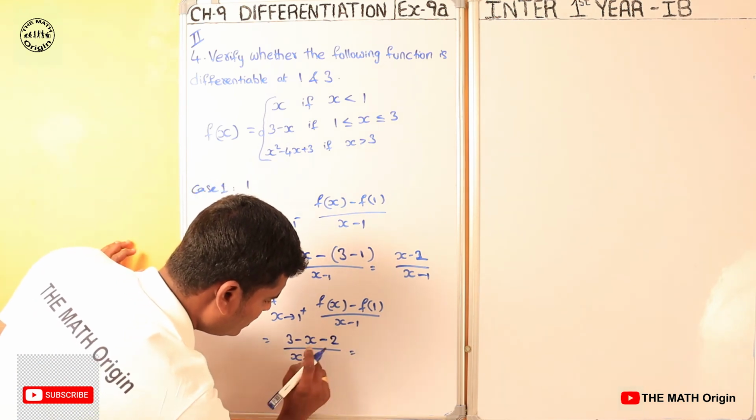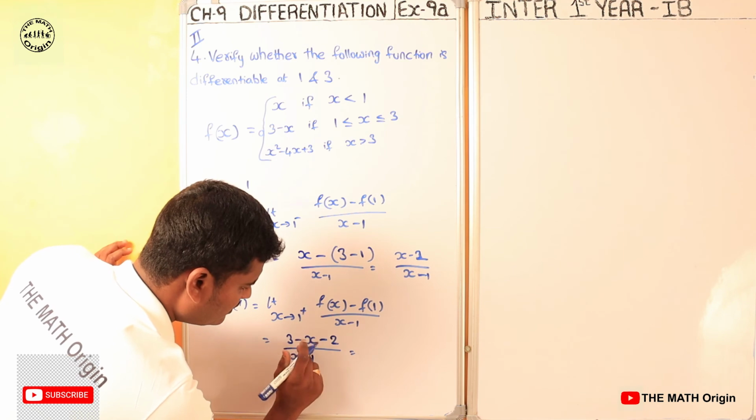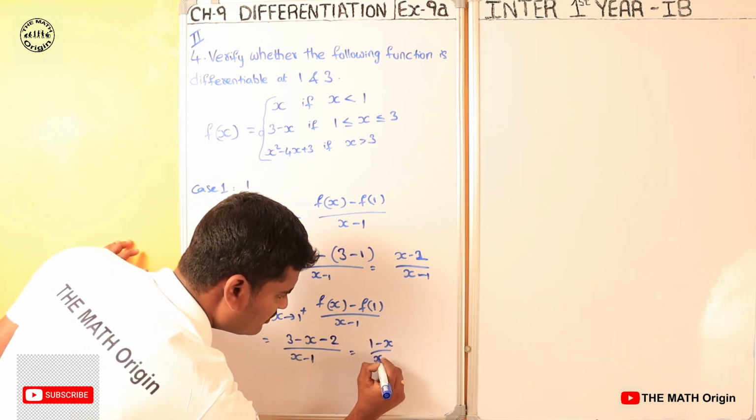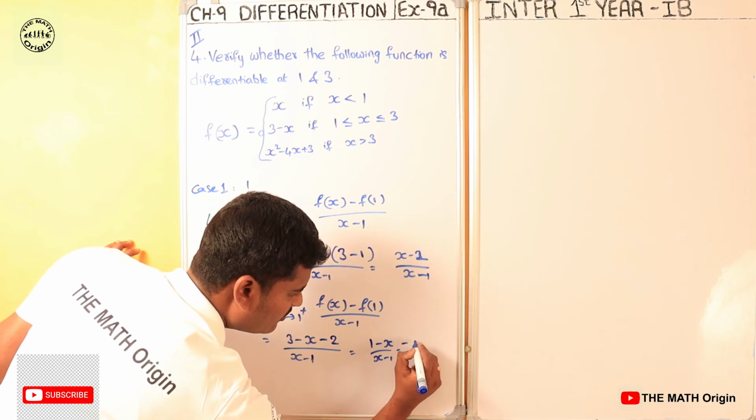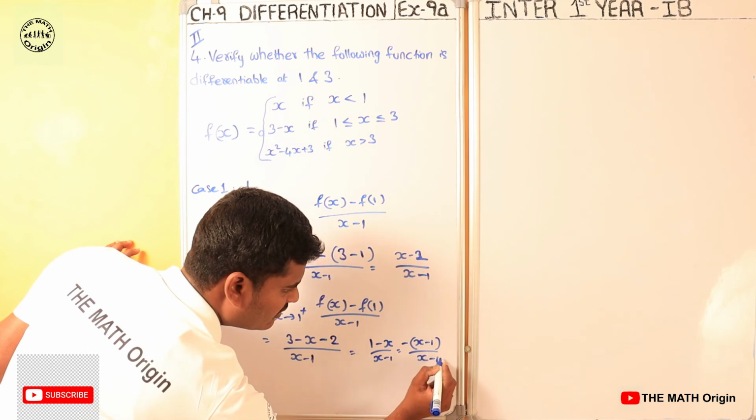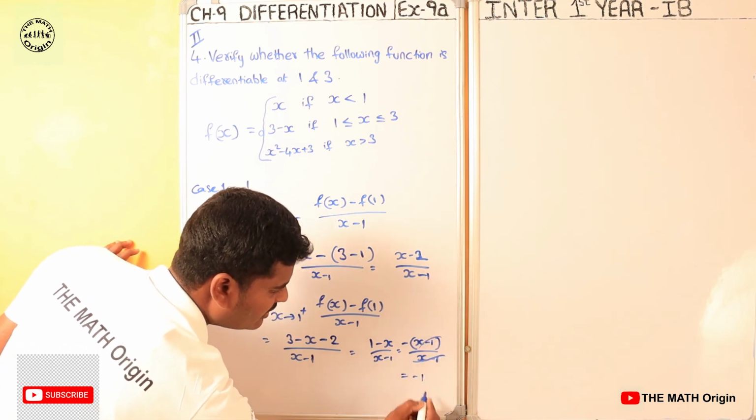Therefore that is equal to 3 minus 2, which is 1 minus x, by x minus 1. Taking minus common, we get minus of x minus 1 by x minus 1, so it equals minus 1.